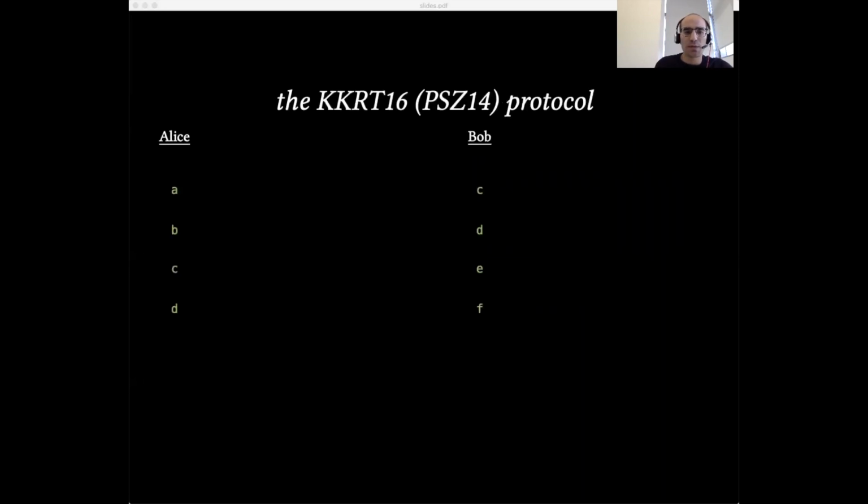So how does the KKRT protocol use batch Oblivious PRF in order to achieve a private set intersection protocol? In this example, Alice has the items A, B, C, and D, and Bob has the items C, D, E, and F. They are going to map their items into M bins, such that they agree on two hash functions, H1 and H2. And each item is going to be associated with two positions of the bins.